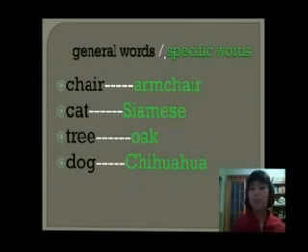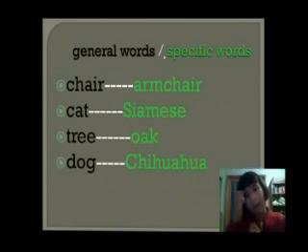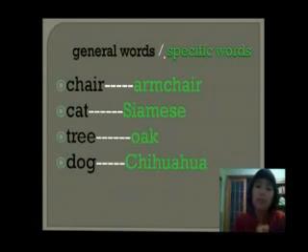So here are some general words versus specific words. Chair, armchair, one with arms. Cat, well, again, there are lots of different types of cats, so let's narrow down to one. Nearly everyone knows. How about Siamese? Tree, okay, there are fir trees, pine trees, maple trees. Oak trees, sure, let's say it's an oak tree. Dog, again, many types of dogs, so we can narrow down to Chihuahua.